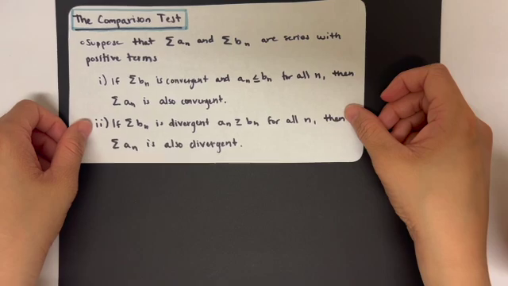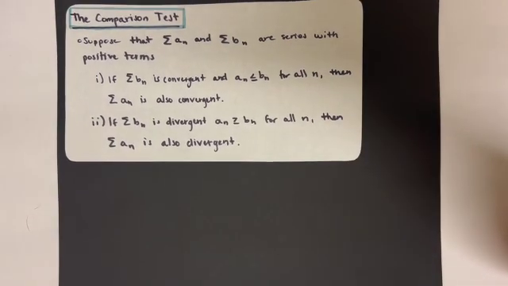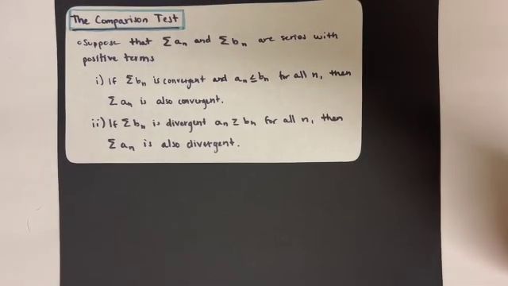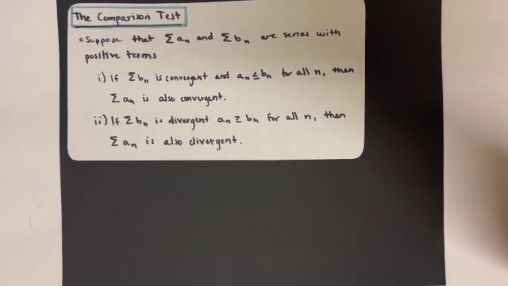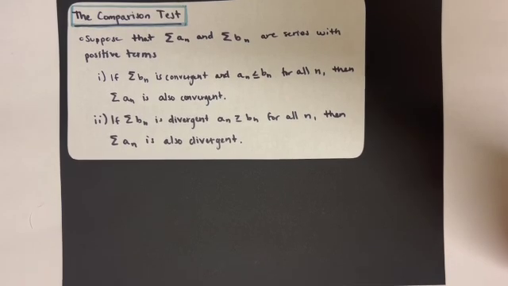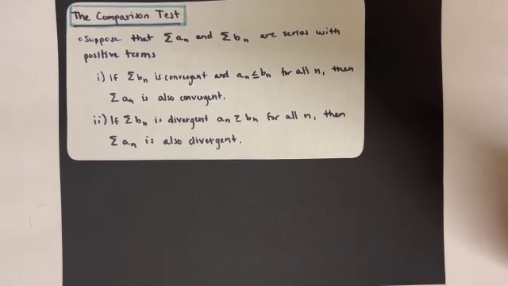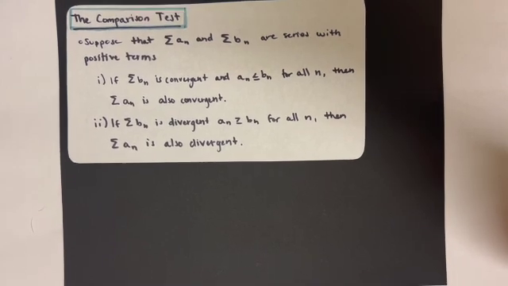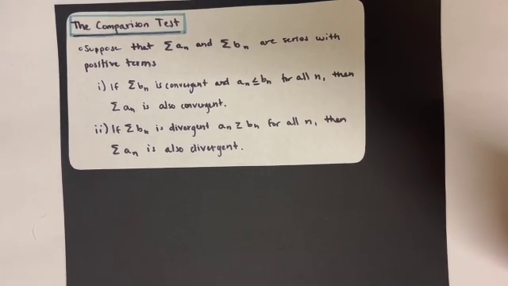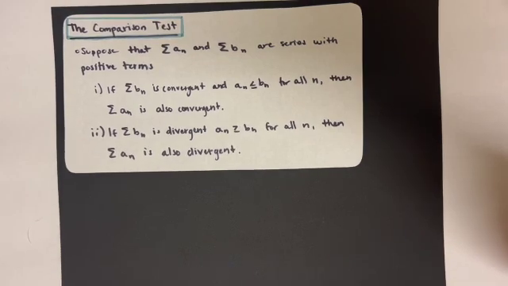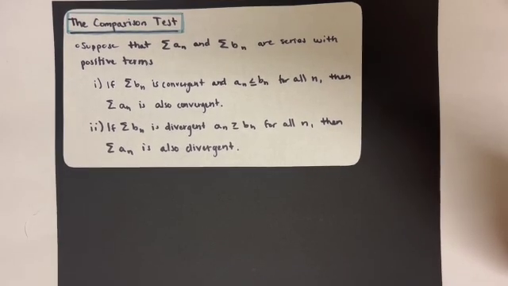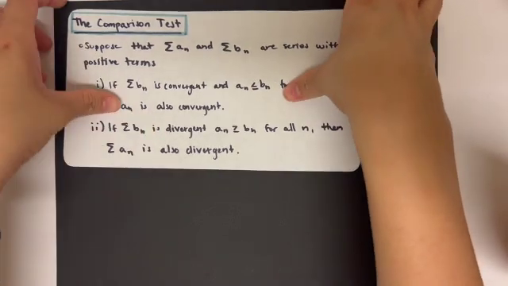We'll now look at another method to see if a series converges or diverges. We'll be looking at the comparison test. Suppose that we have two series, a_n and b_n, with positive terms. If b_n, our series, is convergent, and a_n is less than or equal to b_n for all n, then a_n, the series, is also convergent. If the series b_n is divergent, and for all n, a_n is greater than or equal to b_n, then our series a_n is also divergent. Let's take a look at an example to see what this means.